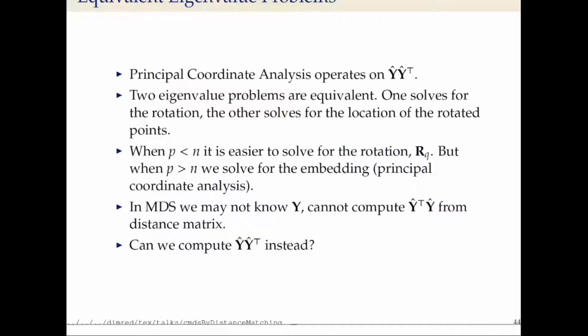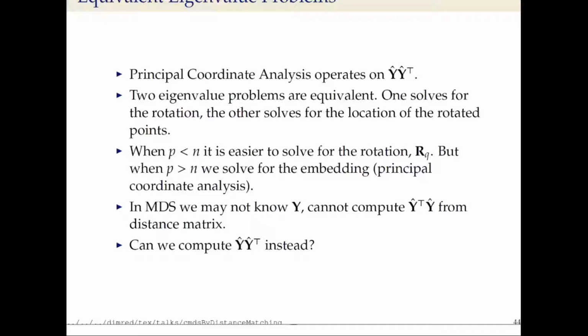The interesting point is that to solve PCA, you can either do the eigenvalue problem on Y transpose Y, or you can do it on YY transpose. One of those eigenvalue problems solves for the rotation you require, and the other one solves directly and immediately for the location of the rotated points. That was in my slides from last time, but that's a known trick.